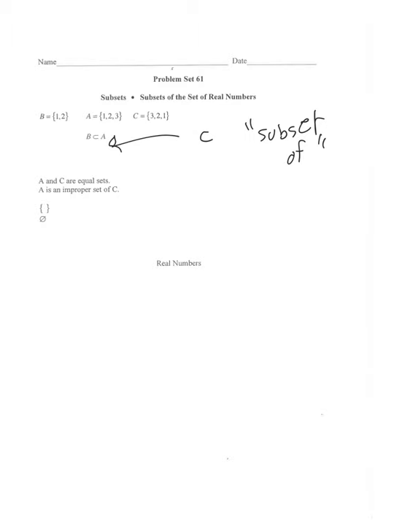Now, there's another statement down here that A and C are equal sets. A and C are equal sets because they contain exactly the same elements. And another way that you can put that is that A is a subset of C, an improper subset of C. And all an improper subset is that it contains exactly the same elements. So what I like to put here is that equal sets are also known as improper sets, or improper subsets.